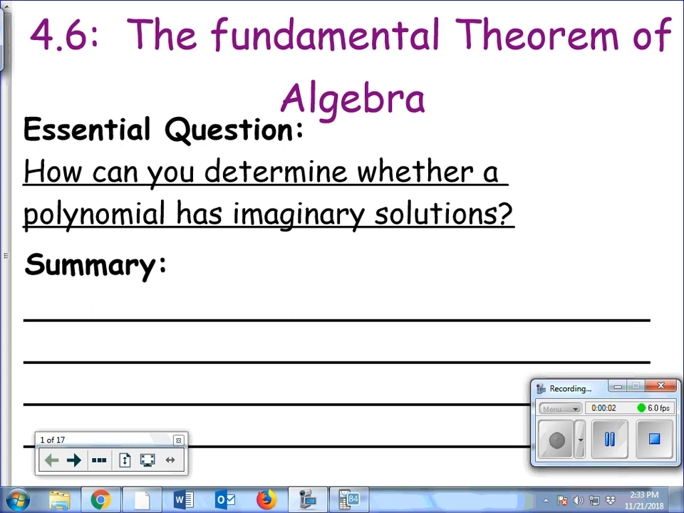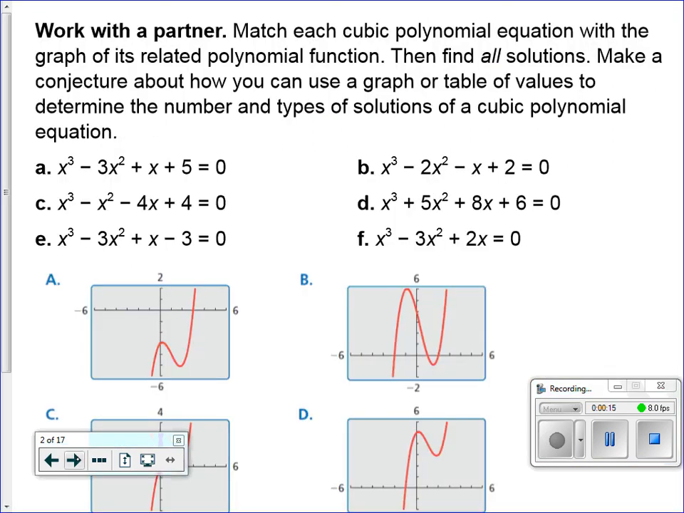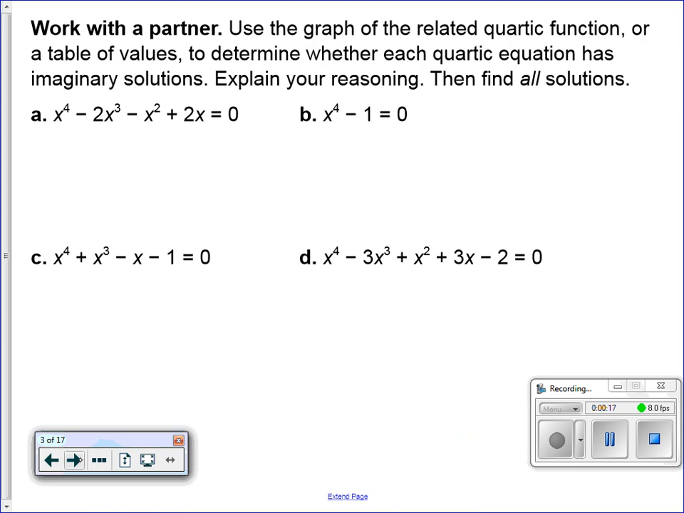Hello, Algebra 2. This is lesson 4.6, the fundamental theorem of algebra. The essential question I want you to have in mind is how can you determine whether a polynomial has imaginary solutions? Okay, so let's start off here at the beginning.